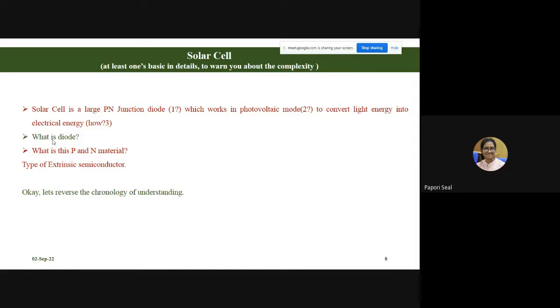And it converts light energy into electrical energy. So how does it convert? That is our question number 3. So, PN junction diode, P and N are semiconductor materials. What is a semiconductor? What is P? What is N? All these details I'll be discussing with you.